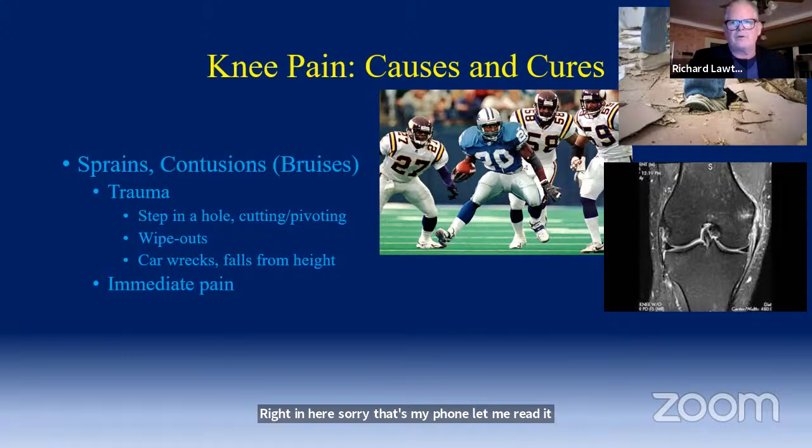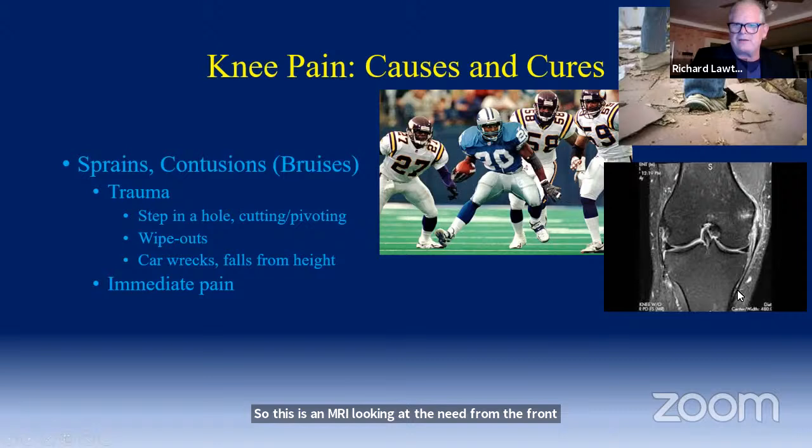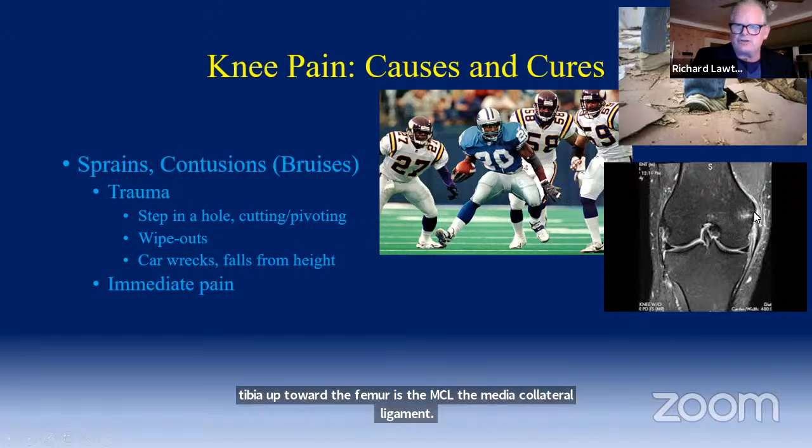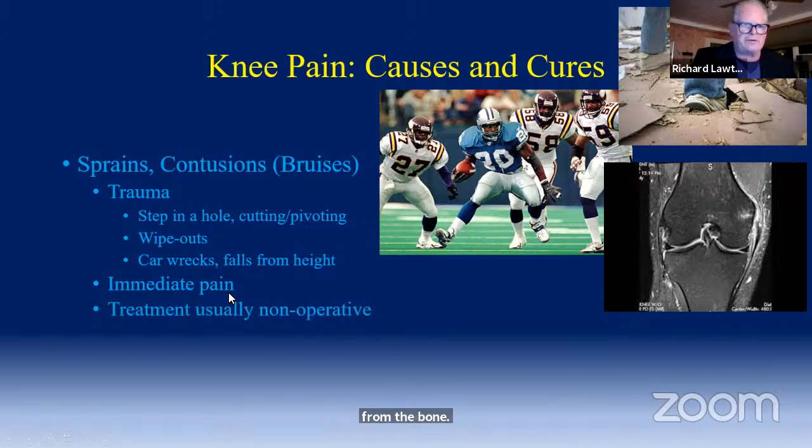So this is an MRI looking at the knee from the front, where this big black structure here going from the tibia up toward the femur is the MCL, the medial collateral ligament. It's a ligament that can be commonly injured with a trauma, and it sort of has pulled off the bone. Normally, these black fibers are intimately integrated into the bone of the femur, but in this case, they've been sprained or torn, pulled away from the bone. Naturally, if you experience that, that's going to hurt straight out of the chute.